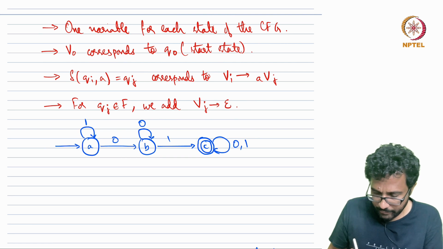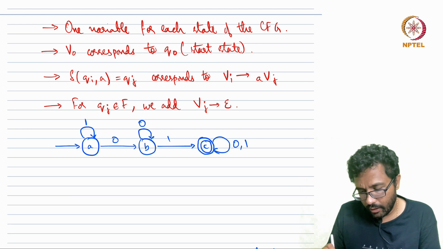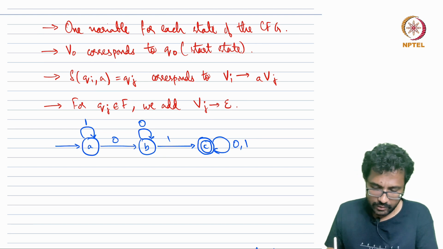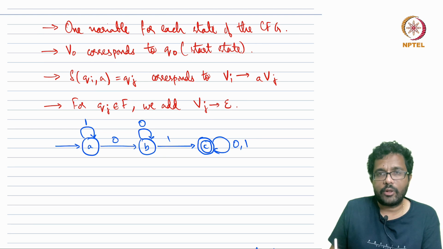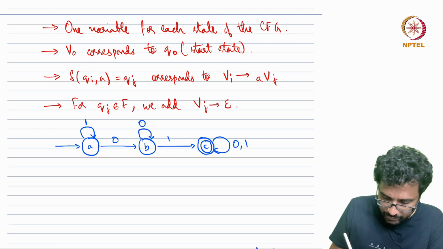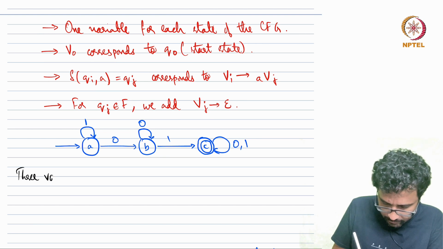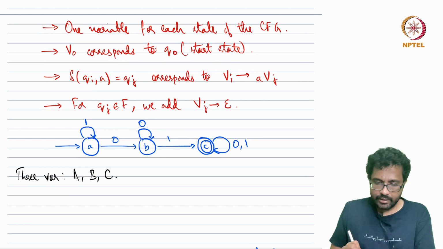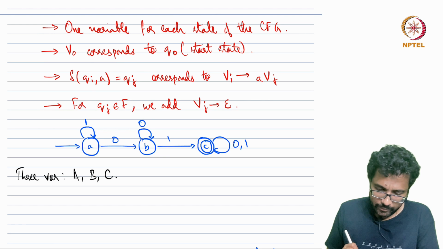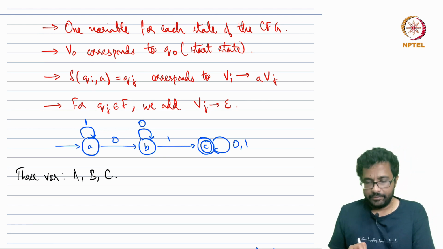So this is a DFA. In fact, the language that is recognized is all the strings that contain 0, 1, I believe. There are three states here, small a, small b, small c. So correspondingly we will have three variables, capital A, capital B and capital C. Now let's see what are the rules. Let's say capital A corresponds to the state small a.